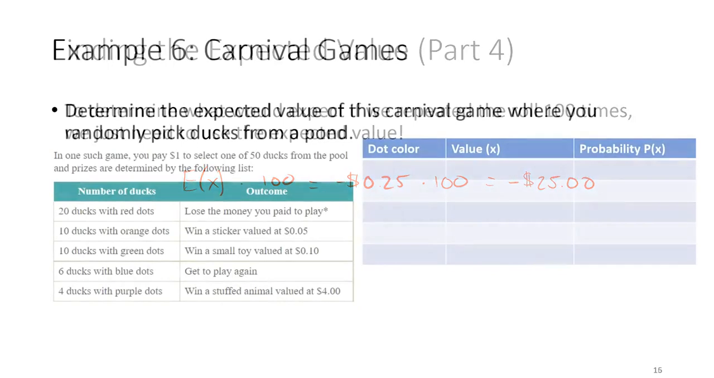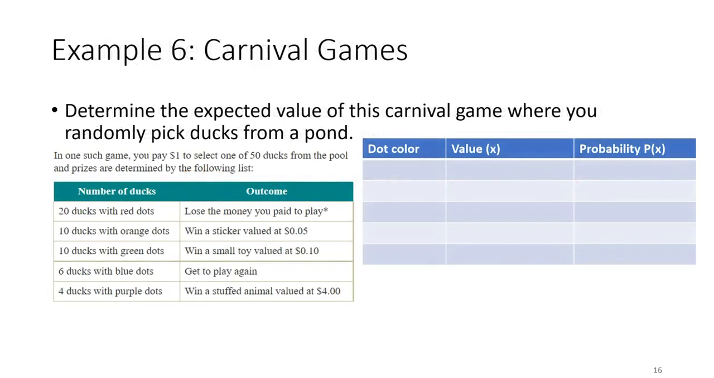We can do a similar thing with carnival games. Many of you likely remember the game where you have ducks in a pool and you just pick one and there's a dot on the bottom and the dot determines what prize you get. So we're going to pay $1 and we're going to select one out of these 50 ducks that are in this pool and we're going to get some type of prize. So let's find out what the expected value of the prize would be.